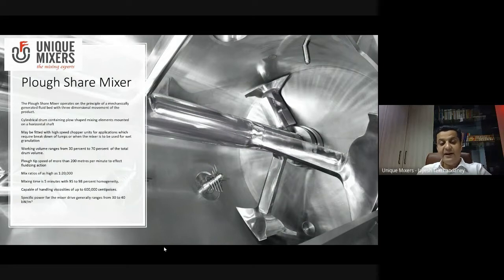Again, in the refractory applications at our Katni unit, we do have a plowshare mixer. In our case, the plowshare mixer is designed to ensure that there is no reduction in particle size. And that is the reason why our mixer doesn't require choppers. Besides ensuring that the plows don't cause any disintegration of particles, we also don't require any choppers because we don't need to break down the particles or disintegrate any agglomerates or lumps.